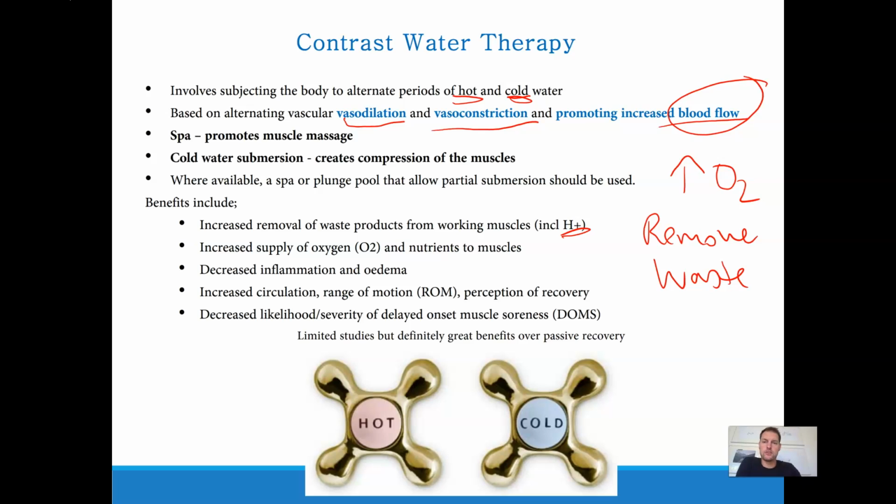To do that, we have these two words, vasodilation and vasoconstriction. Pretty much that's talking about what's happening to the blood vessels in our body. Vasodilation means that those blood vessels are getting larger. So when we get into the hot water, our blood vessels will open up and promote more blood flow. And with vasoconstriction, when we're in the cold water, our blood vessels will shrink down smaller, and so that constant dilation and constriction is going to promote more blood flow around the body. As I said, we're using spas to promote muscle massage. Cold water immersion increases the compression of the muscle, so pushing down, getting that vasoconstriction.